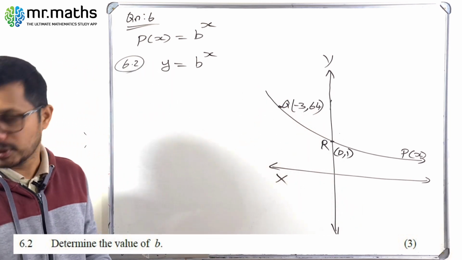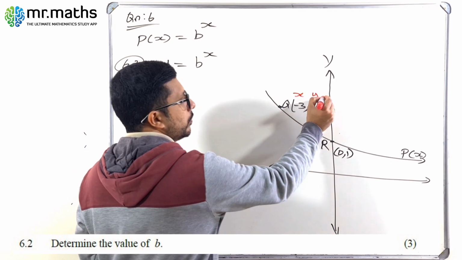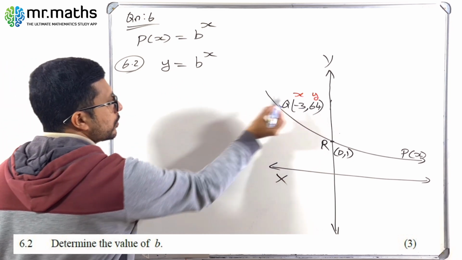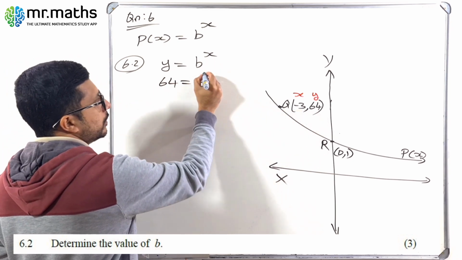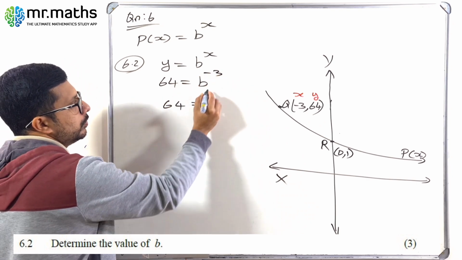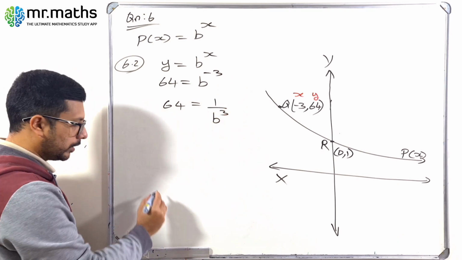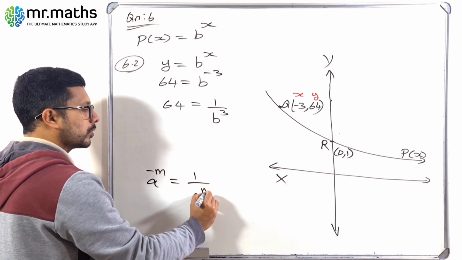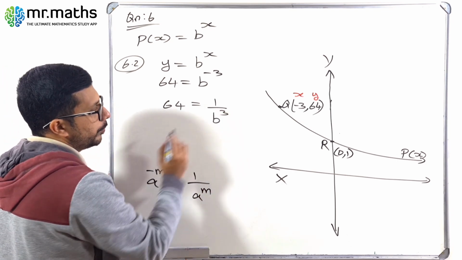So what can we substitute? We can substitute the x value as -3 and the y value as 64. So 64 is equal to b raised to x. What is x? -3. So 64 is equal to b raised to -3, and we can write that as 1 by b raised to positive 3. Am I right? The exponent rule: a raised to minus m is 1 by a raised to positive m. Do you remember that one? So 64 is equal to 1 by b cubed.